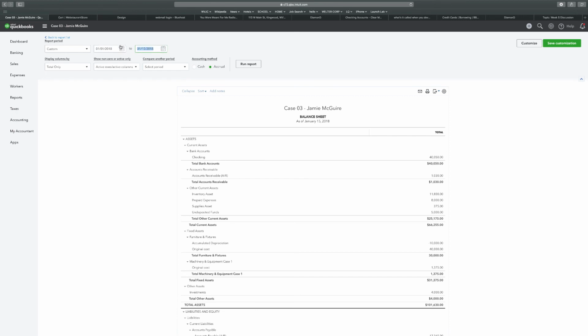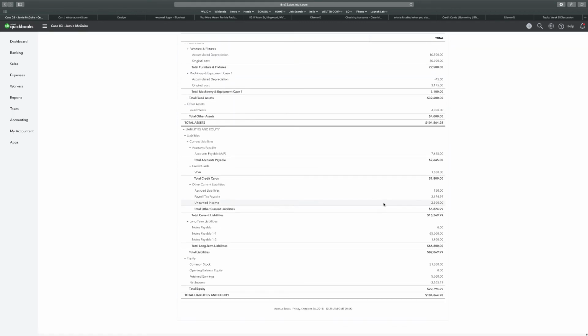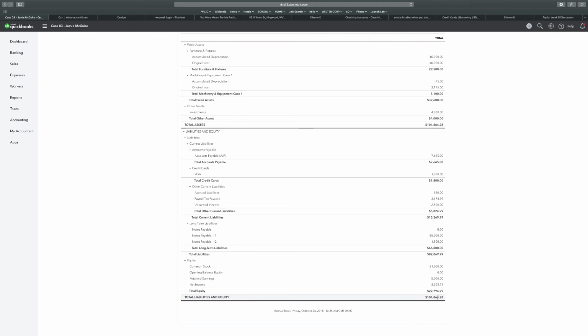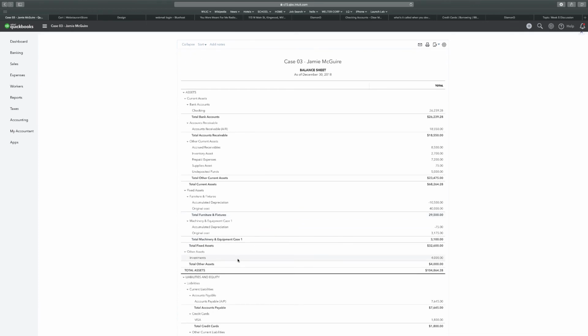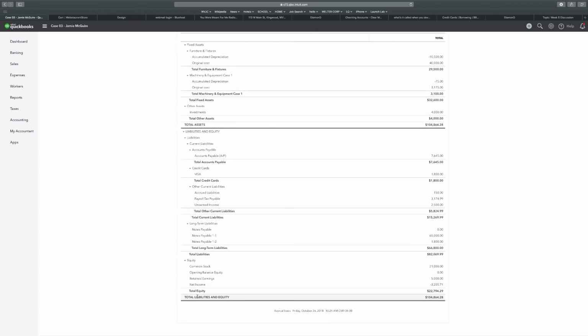So I'm going to go back to 12/30 of 18, which is the end of case 1. I have my balance of 104,864.28, and this is my total liabilities and equity. So on a balance sheet, you have two footings, and these are called footings because they should match. They're your go-to place, and so that your eye draws you to it, they're underscored twice. So you have total assets, and you have total liabilities and owner's equity.